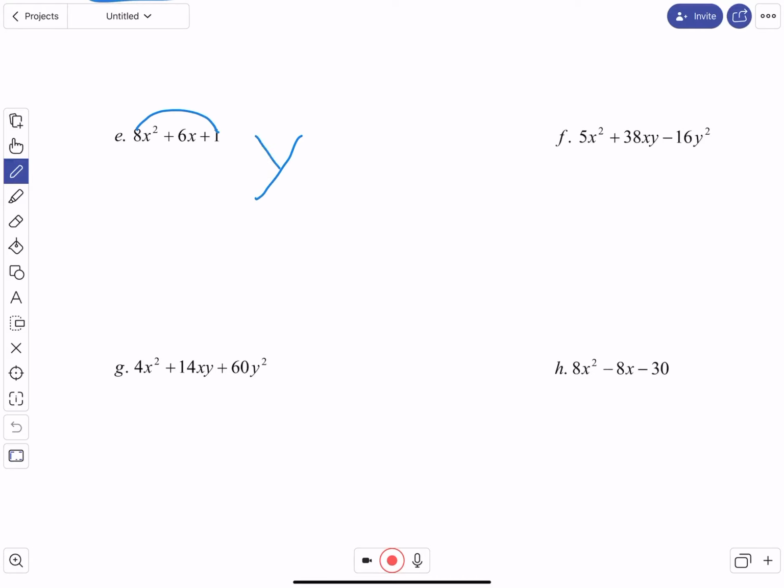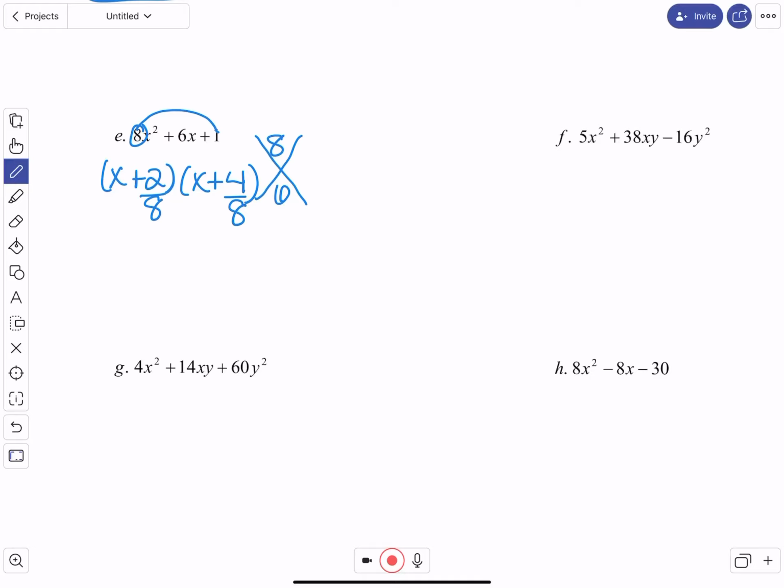Slide. 8 times 1 is 8. And we put our 6 in the bottom, so two numbers that multiply to be 8 and add up to be 6. 2 and 4, x plus 2, x plus 4. And then you want to divide by 8. Okay, so now on these don't reduce to whole numbers, but our fractions do reduce.